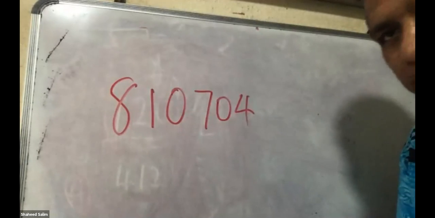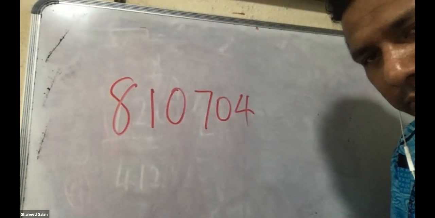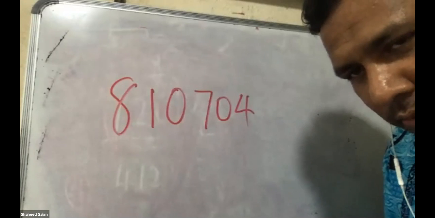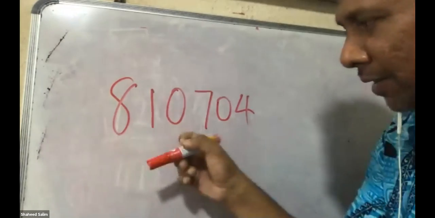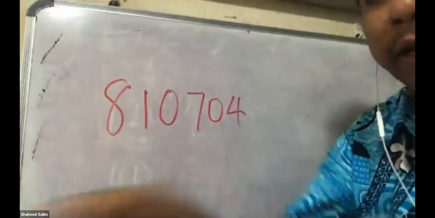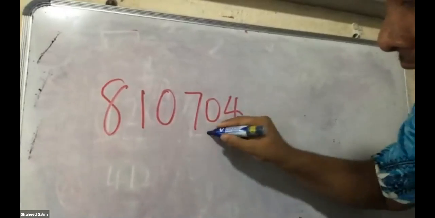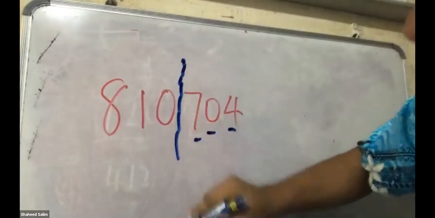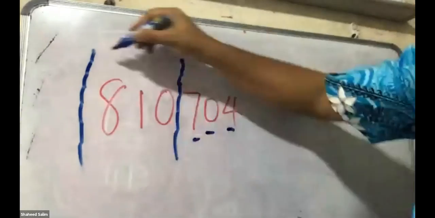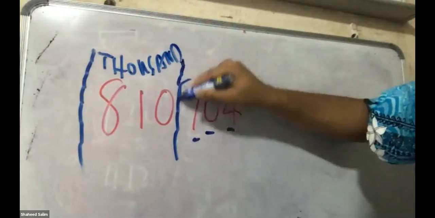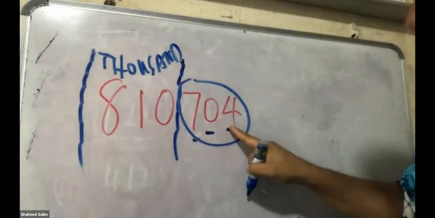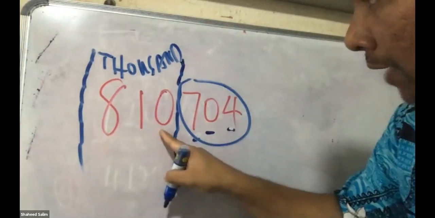And we ask Naomi. 110,000. Good. 704. 810,704. So how to read? Okay, don't worry. Every three you can break it up. Down here is in the thousands. Down here you must know lah. This is 704. This one is 810,000.